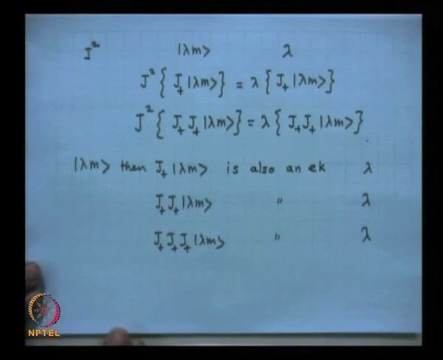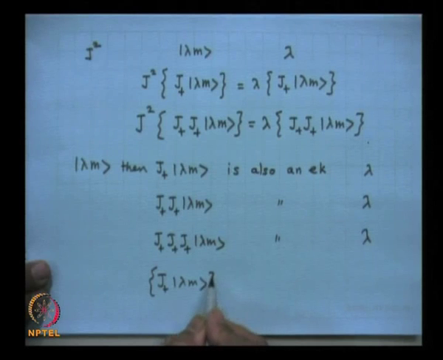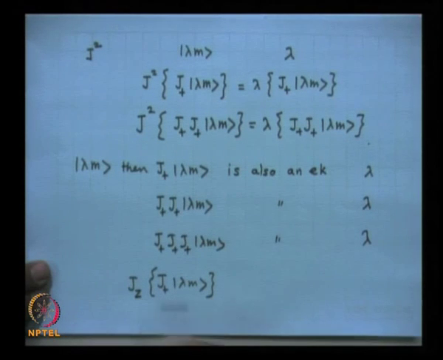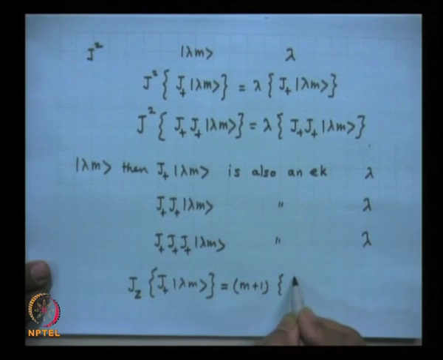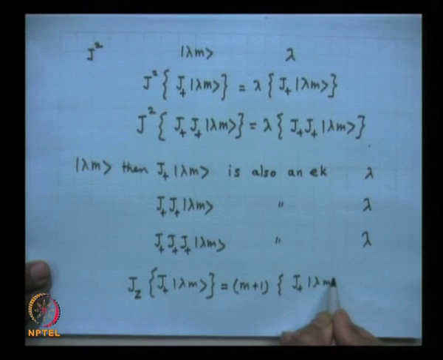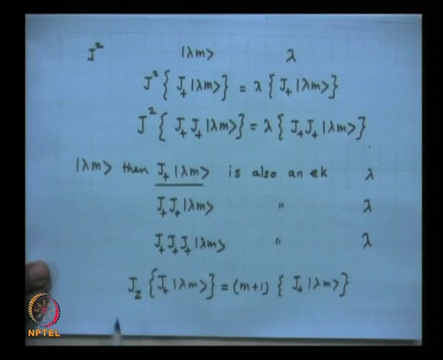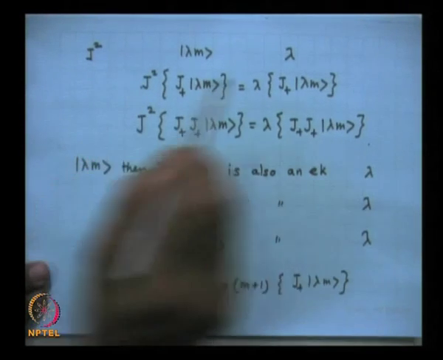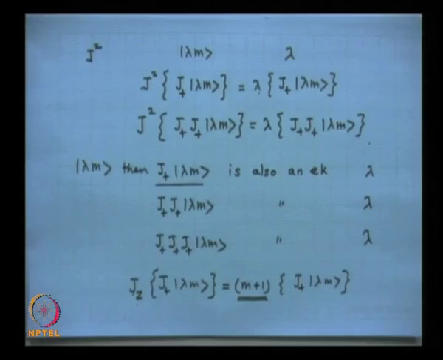In the next lecture, we will show that j plus ket lambda m is also an eigenket of the operator j z, but now belonging to the eigenvalue m plus 1, that is, j z on j plus ket lambda m gives (m plus 1) h cross times j plus ket lambda m. So, therefore, we will show that j plus ket lambda m is a simultaneous eigenket of the operators j square and j z. For the operator j square, it belongs to the same eigenvalue lambda, but for the operator j z, it belongs to the eigenvalue m plus 1. Thank you.